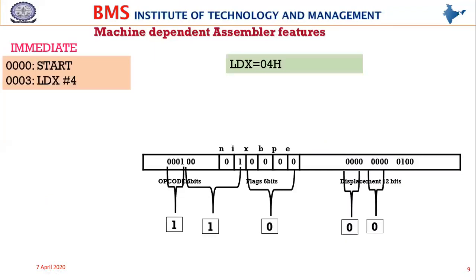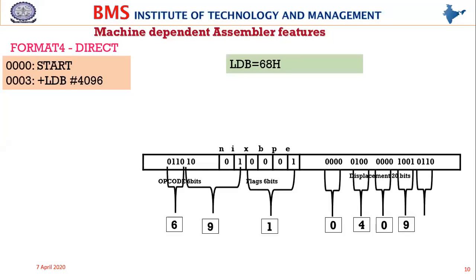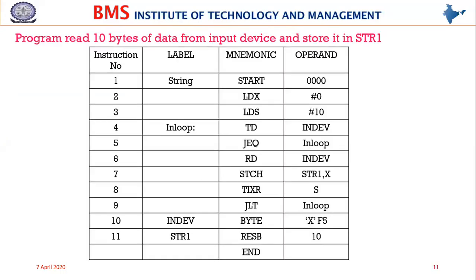Format 4 direct addressing is usually represented with a plus in front of the instruction, and it can also be used as an immediate addressing, or you can use an operand in place of the format 4 instruction. This much we have seen, and also a program which reads 10 bytes from the input device and then stores it in a string.